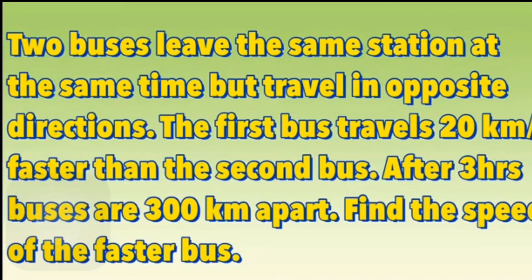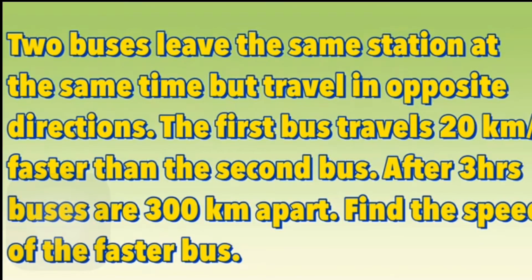Two buses leave the same station at the same time but travel in opposite directions. The first bus traveled 20 kilometers per hour faster than the second bus. After 3 hours, the buses are 300 kilometers apart. Find the speed of the faster bus.